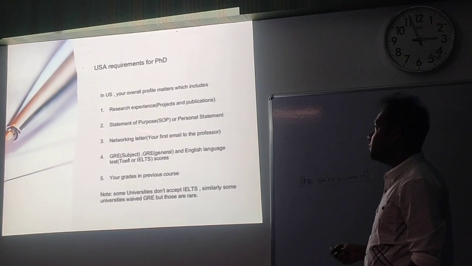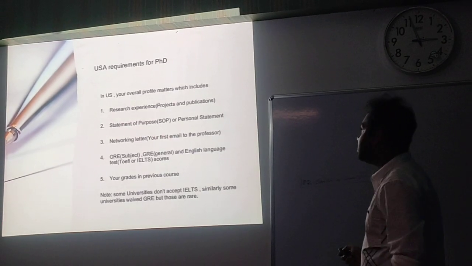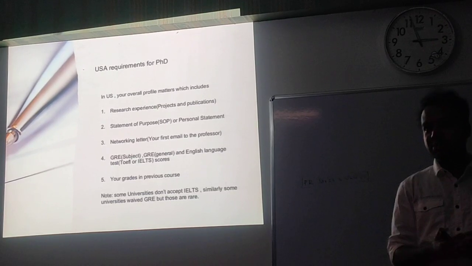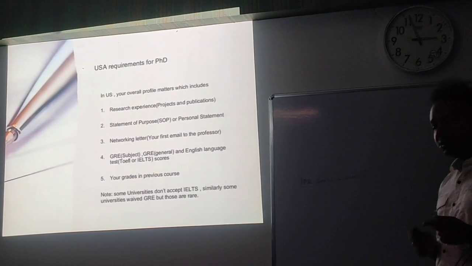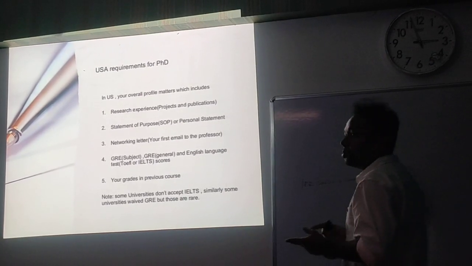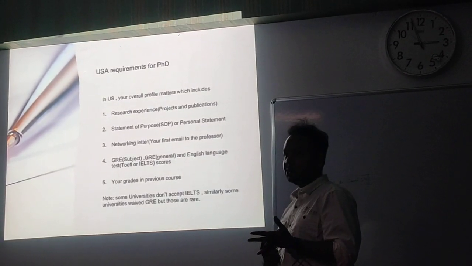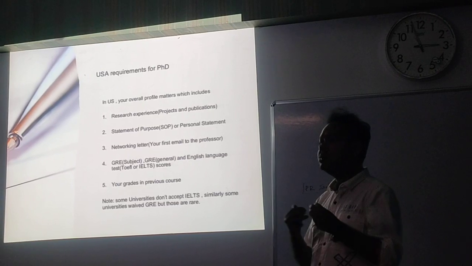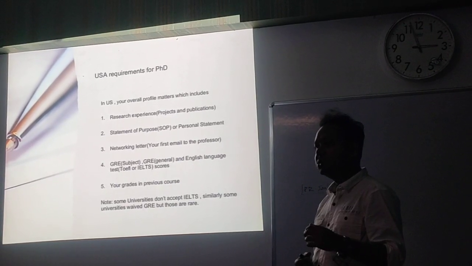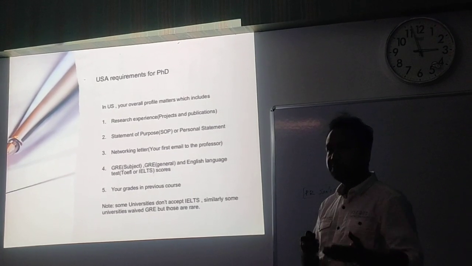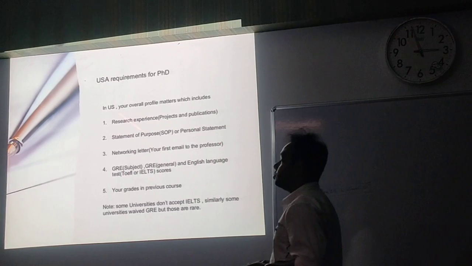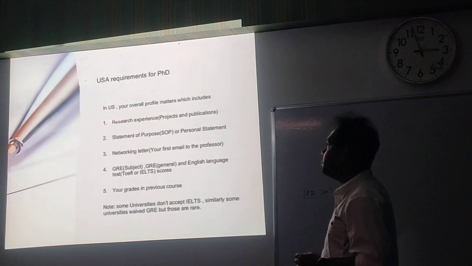The second important thing is the statement of purpose, or personal statement. Here you have to write why you are motivated to do a PhD. First, why that university. Second, why this particular professor. You have to give an example of what paper of that professor inspired you or attracted you to apply for this PhD. That is what you have to write in the statement of purpose.